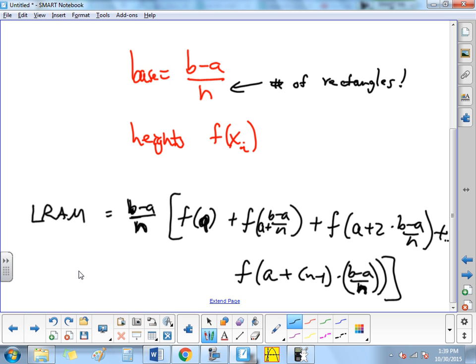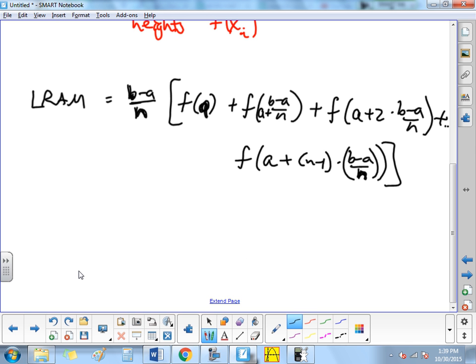And that's where it would end. So it's going to go from f of a, which could be f of 0, all the way up as you keep adding these little rectangular widths until you reach n minus 1 of them. So you're not going to actually reach the end. This is what LRAM looks like as a formula. You can even put it in sigma form, but we won't.